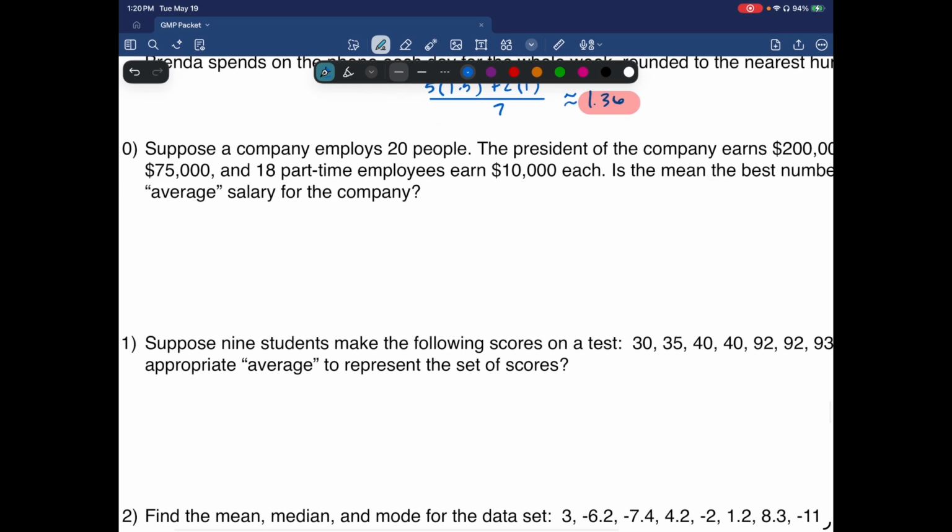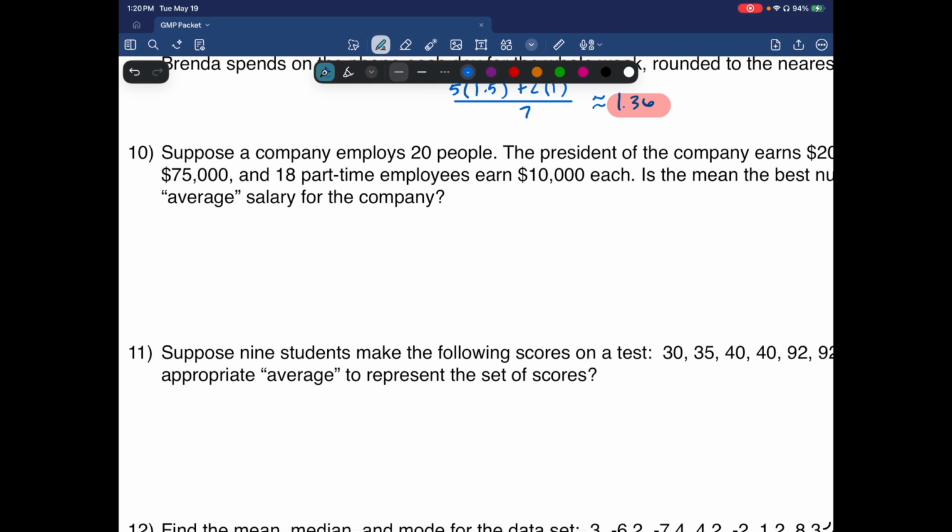All right. So let's talk about this. This is kind of what I was referring to earlier. So if I want the mean, this is what it looks like. I have 200,000 one time. I have 75,000 one time. And I have 18 employees, so 10,000 18 times, and I'm dividing by 20. All right, so if I get the average of that, that's going to give me 22,750. All right, the median, if I listed out all these terms, my median is going to be 10,000.